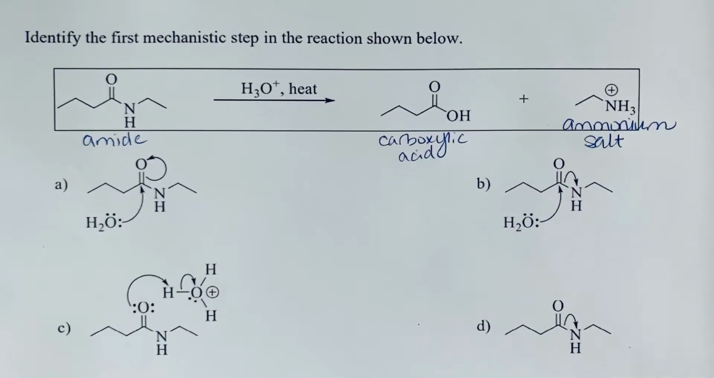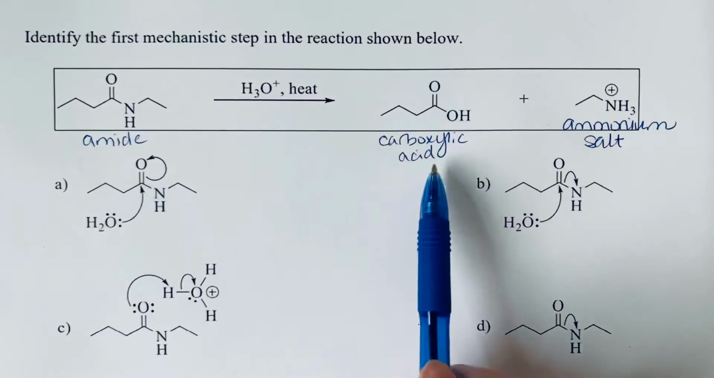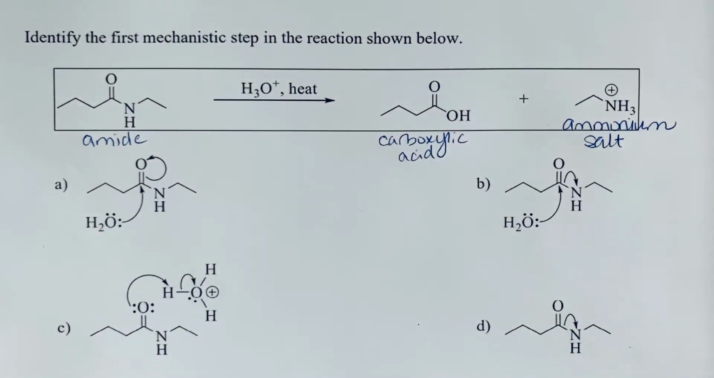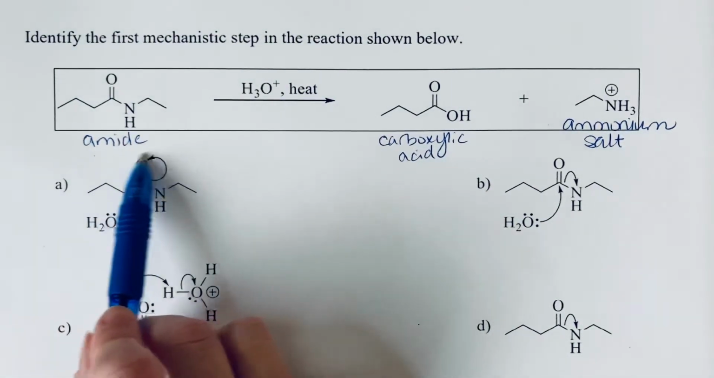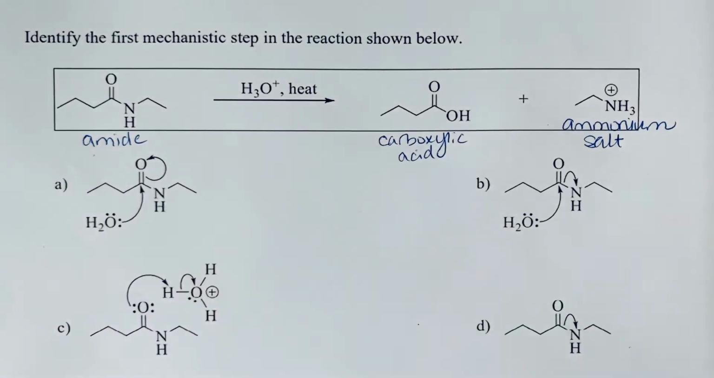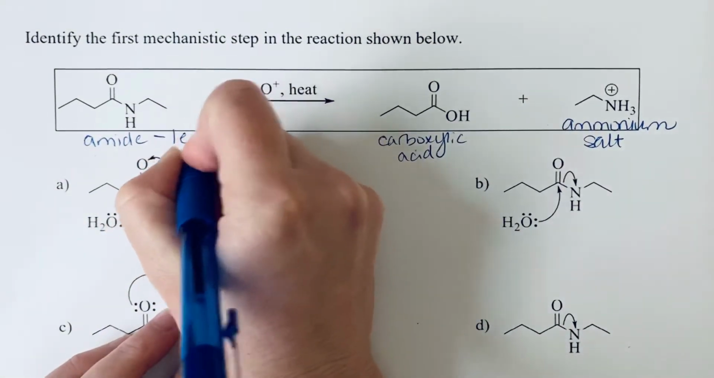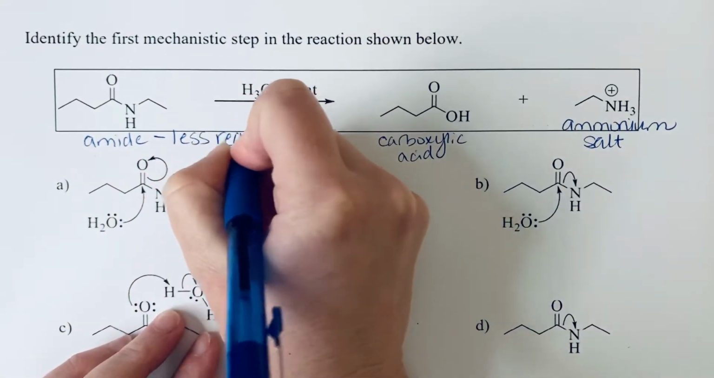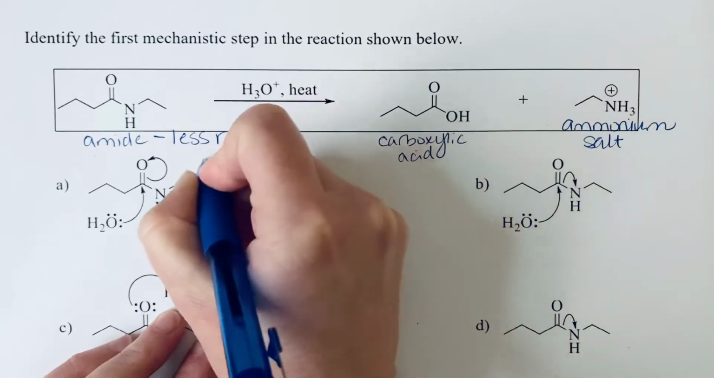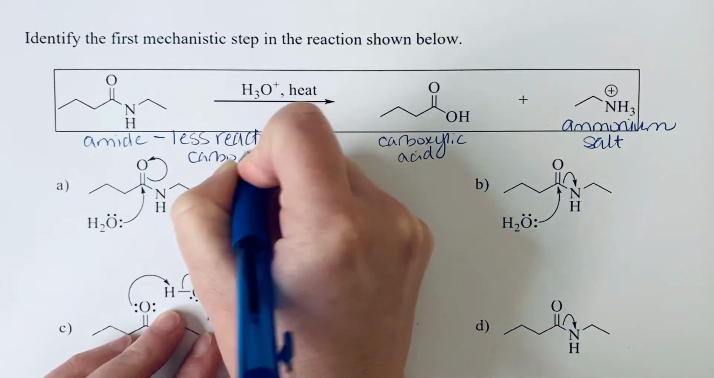So we want to think about the mechanism. All carboxylic acid derivatives can be hydrolyzed to give you carboxylic acids. And your less reactive derivatives like amides need to be forced a little bit. Just reacting these with water is not going to be sufficient. So these are some of your less reactive carboxylic acid derivatives.